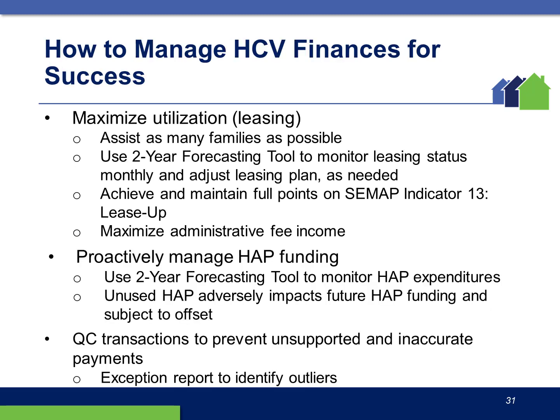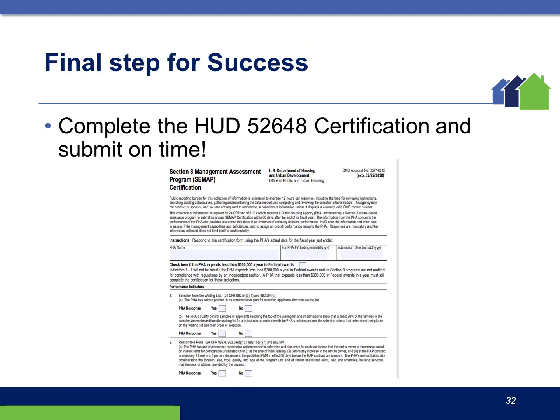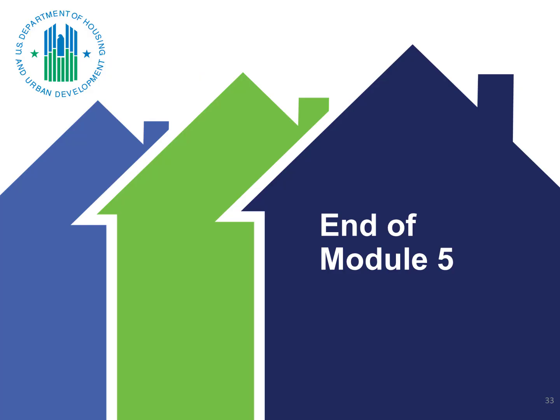To ensure the overall success of your HCV program, managing finances should be at the forefront and should be a collaborative, ongoing effort. This includes maximizing utilization, proactively managing HAP funding, and conducting quality control on transactions to prevent unsupported or inaccurate payments. Finally, your PHA can only be successful if you complete the HUD 52648 certification and if you submit on time. This ends Module 5.